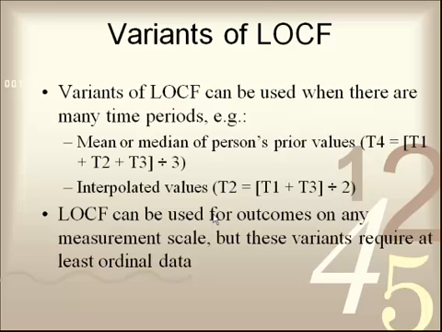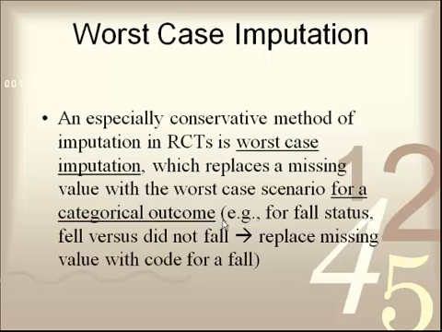Last observation carried forward can be used for outcomes on any measurement scale, but most of the time these occur when you have ordinal level data, and you can use it in that manner. Worst case imputation is another method. It's pretty controversial. It's very conservative, and it's kind of assuming the worst case scenario. So when you have these kinds of imputations, this is when you replace a missing value with the worst case scenario for a categorical outcome.